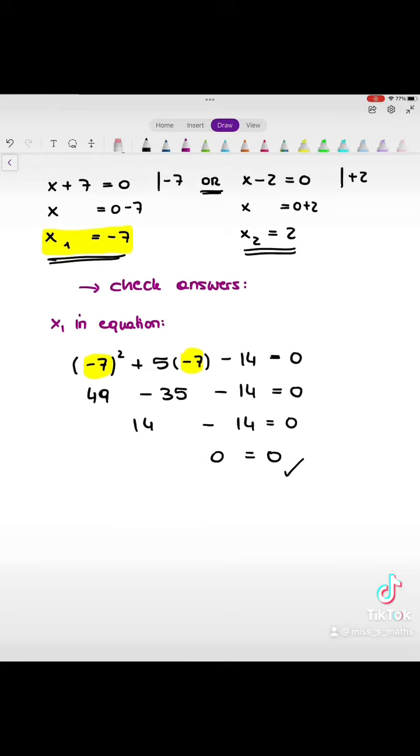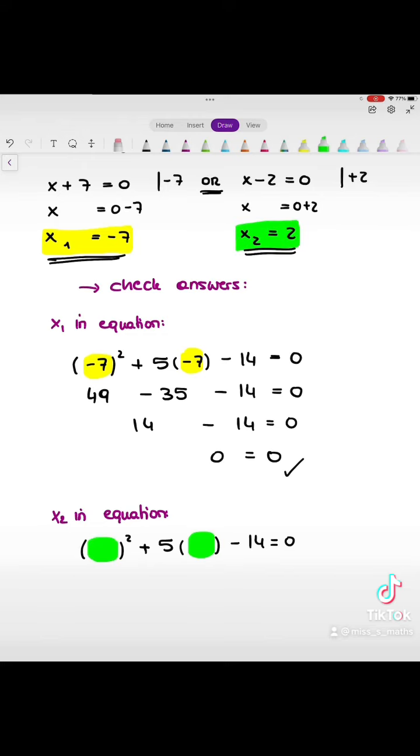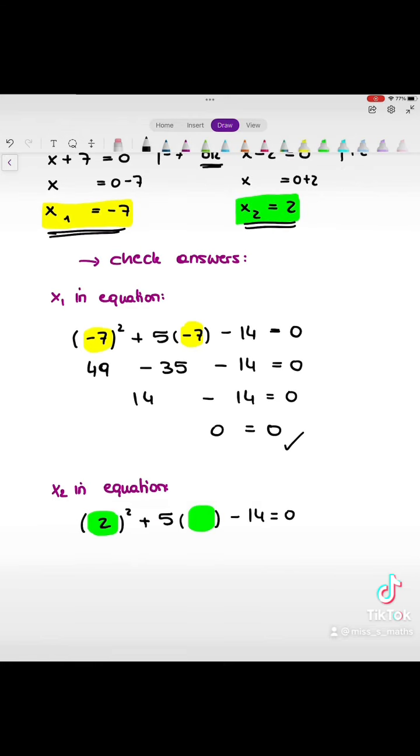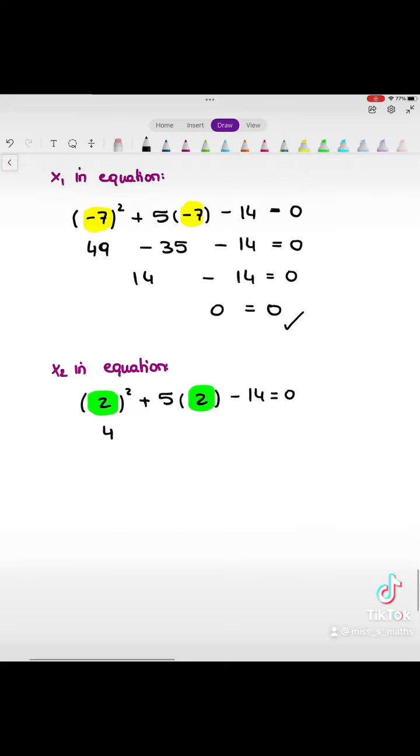Now we do the same thing with the second solution, so we're going to retry that. We're going to put 2 into the spots where x originally was, so we're going to put 2 in the brackets squared plus 5 times 2 minus 14. 2 squared is 4, and 5 times 2 is 10, so we have 14 again, and 14 minus 14 gives us 0, which again is a true statement. 0 is equal to 0.